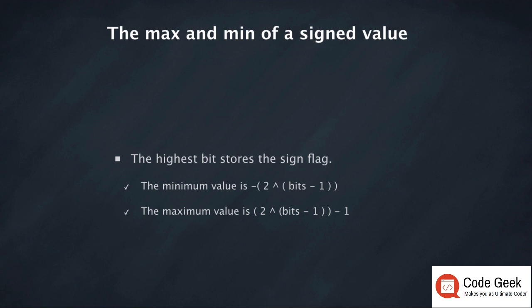So the min and max of a signed value are a little bit different, but not really all that difficult. The highest order bit, the leftmost bit, stores what is called the signed flag for a number. So the minimum value is negative 2 to the quantity number of bits minus 1. The maximum value is 2 to the number of bits minus 1, minus 1.